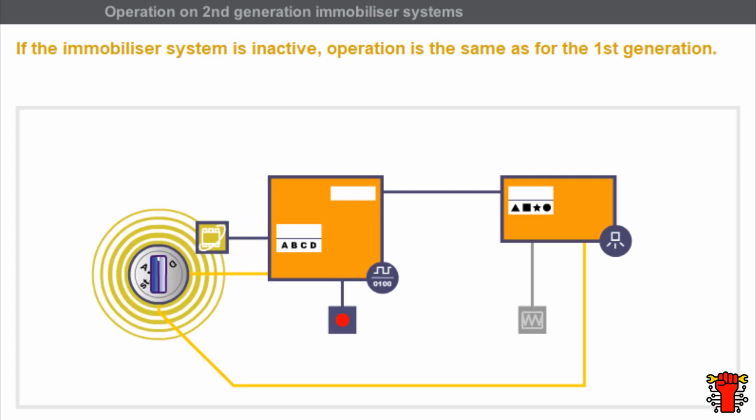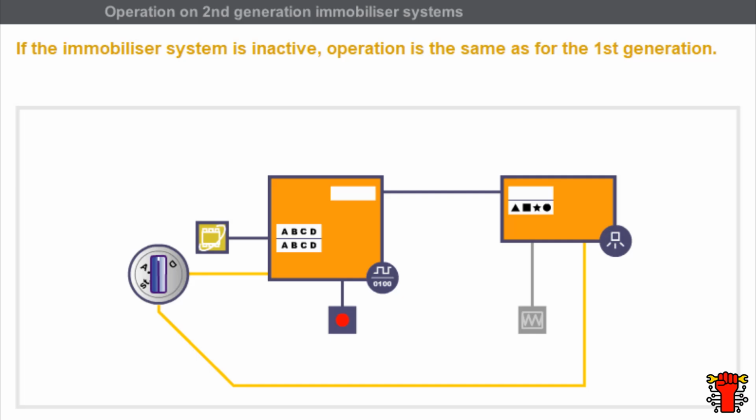The key is recognized by the decoder. The immobilizer warning light goes out. If the decoder is in inactive immobilizer mode, the injection system decoder connection works in the same way as in the first generation.